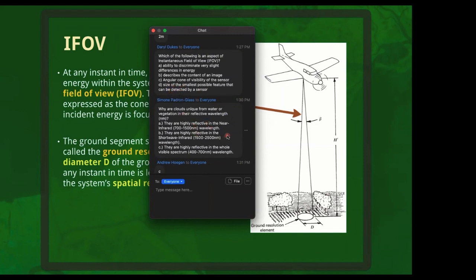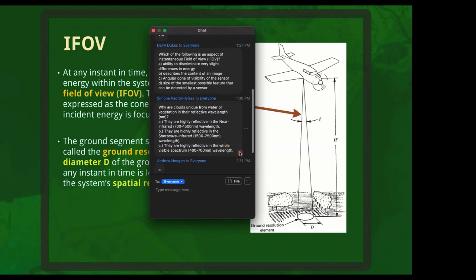Okay, and from Simone, why are clouds unique from water or vegetation in their reflective wavelengths? They're highly reflective in the near infrared wavelengths, and they're highly reflective in the short wave near infrared. And they're highly reflective in the whole visible spectrum. What do you folks think?